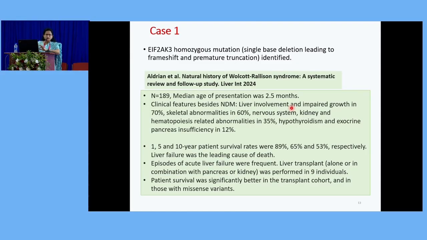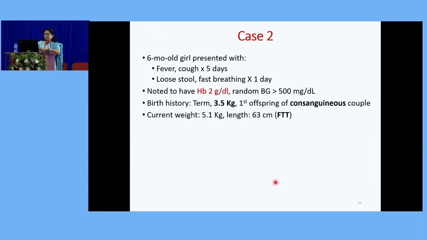And besides neonatal diabetes, what are the important clinical features present? Liver involvement and impaired growth in 70%, skeletal abnormalities in 60%, and various other abnormalities are also present. The 10-year survival is as low as 53%, with liver failure being the leading cause of death. And therefore, several investigators have tried doing an anticipatory liver transplant in these patients, and liver transplant can actually improve the prognosis.